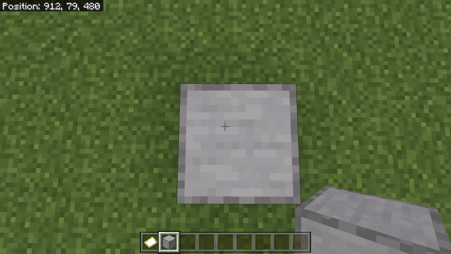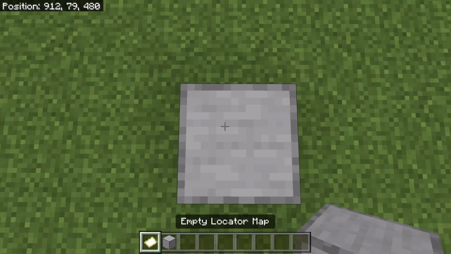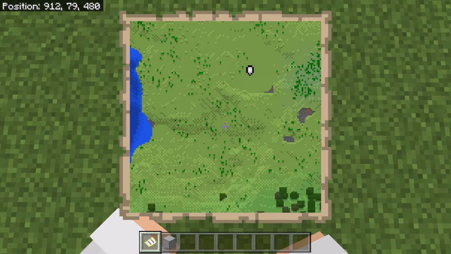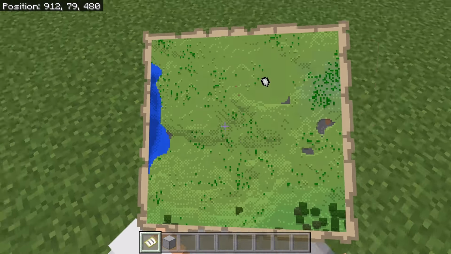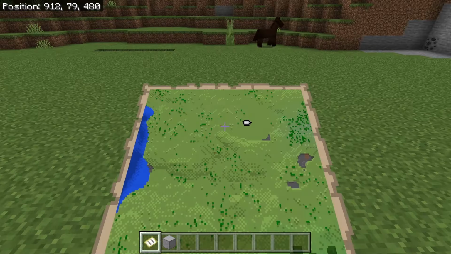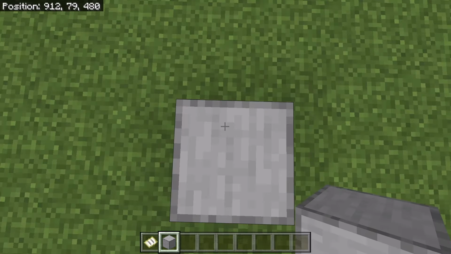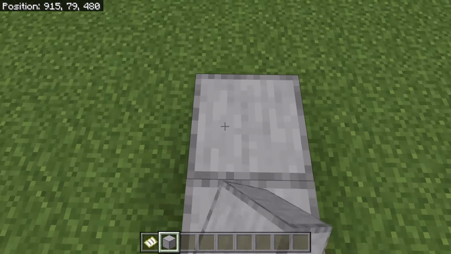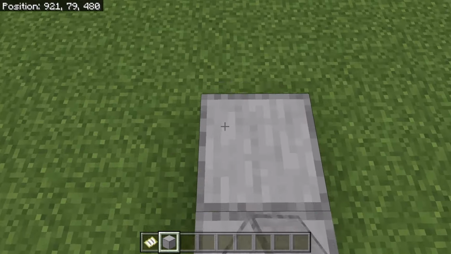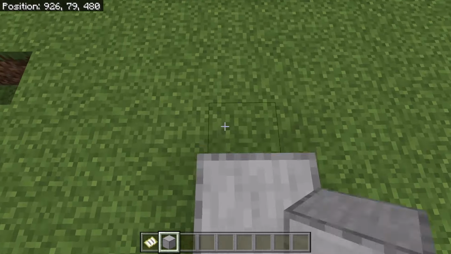One easy way you can do that is by opening an empty locator map. Once you have done that, turn until the arrow is pointing towards the right side of the map. As you guys can see here, whenever I face this direction, the arrow is pointing towards the right side of the map. This direction is east. Now place 15 blocks on the east side of this spot. 1, 2, 3, up to 15.